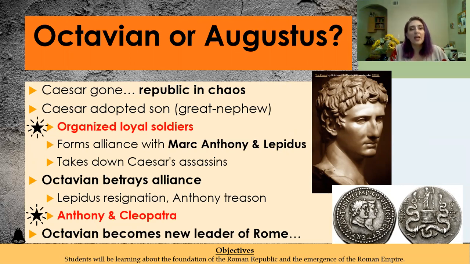He would take down all of Caesar's assassins in the Senate, and then he would go around and betray those two alliances he made. He would force Lepidus to resign, and he would basically make Mark Antony out to be a traitor who sided with the so-called queen of Egypt, Cleopatra. Some people think that he might have had them killed. Others say that they committed suicide, but Antony and Cleopatra, after a while, would die, resulting in Octavian being the sole ruler and the new leader of Rome.